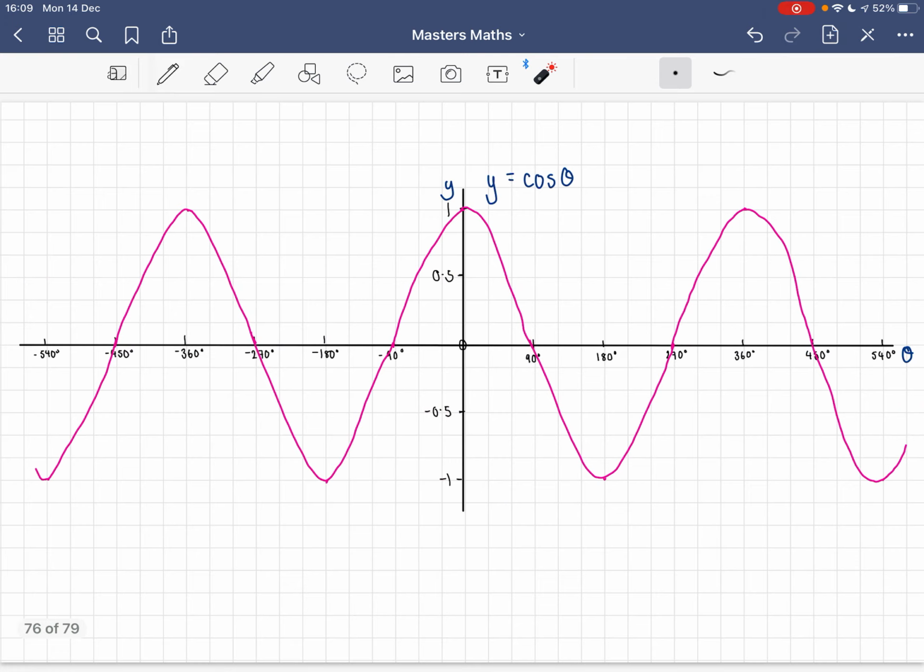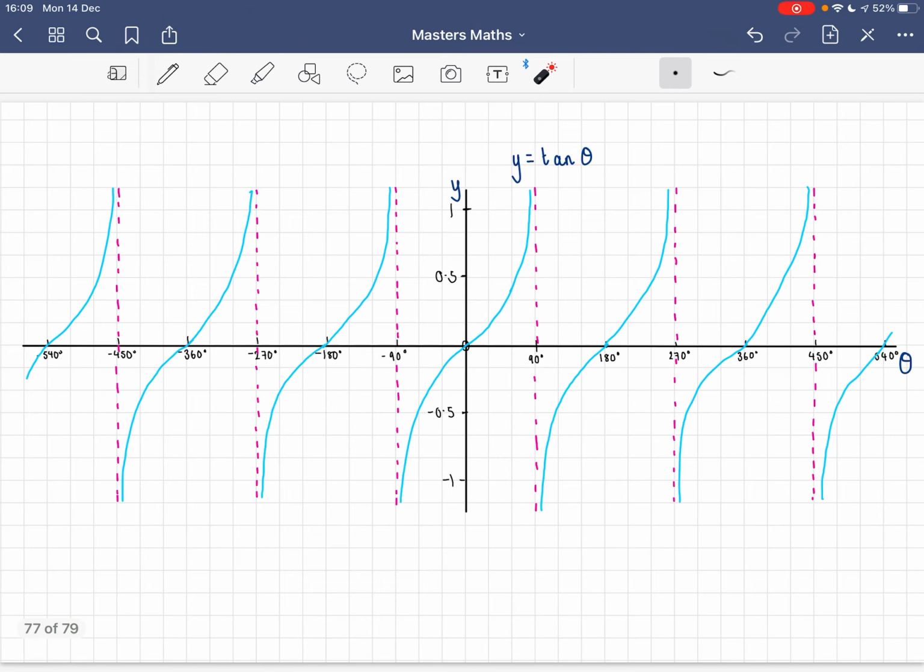The sine and the cos graphs can only have solutions between 1 and -1. So when you put whatever value of theta you want into the function sine or cos, you only ever get values that go between 1 and -1. Those are the limits of your function. Tan doesn't have a limit.